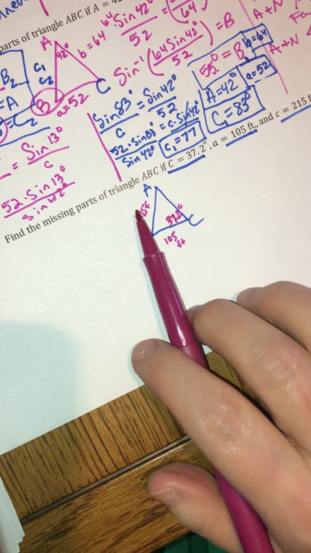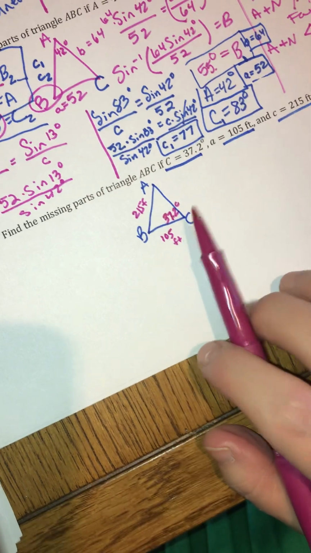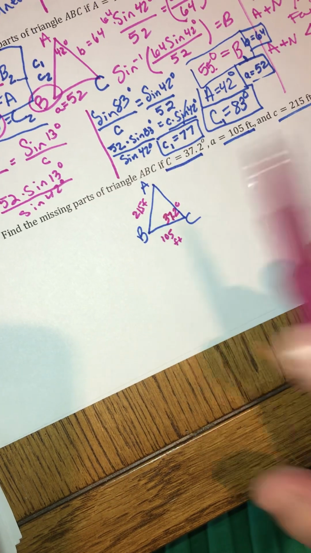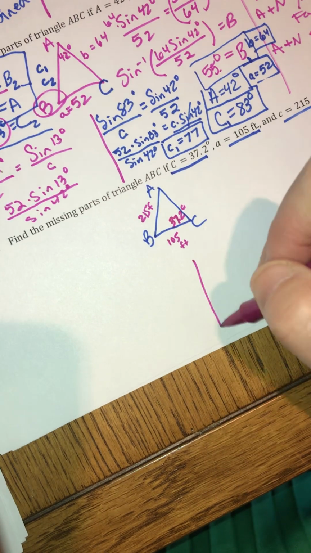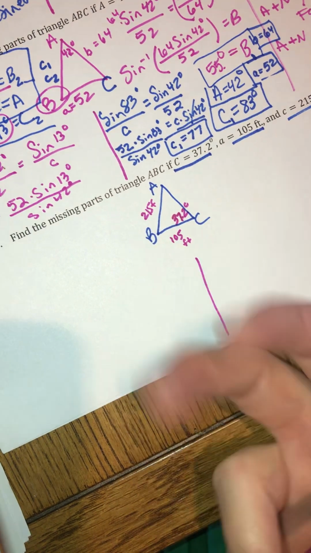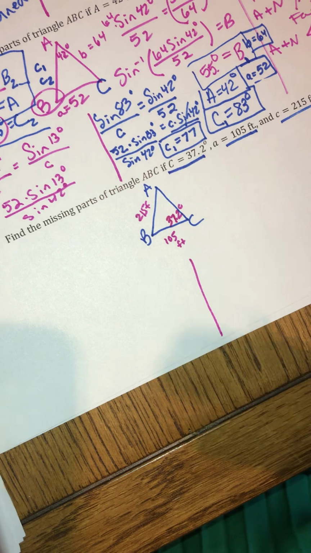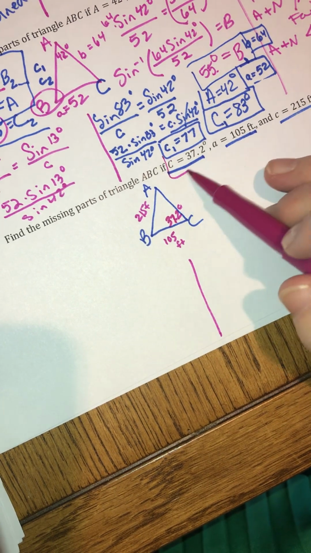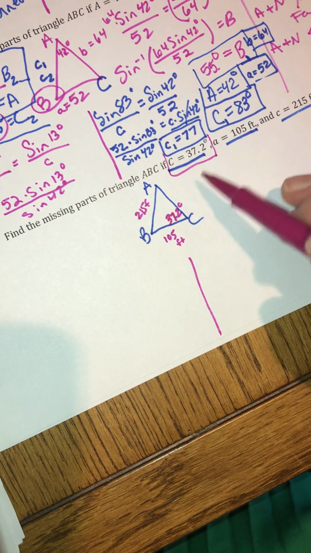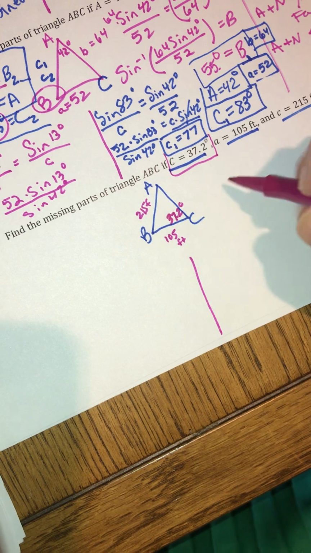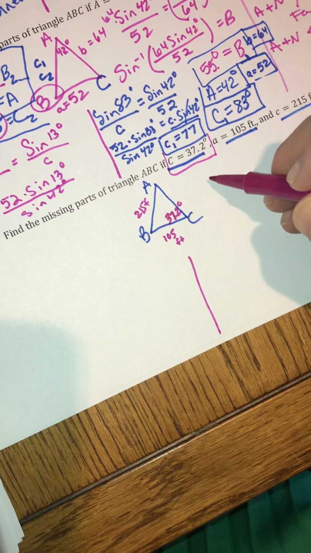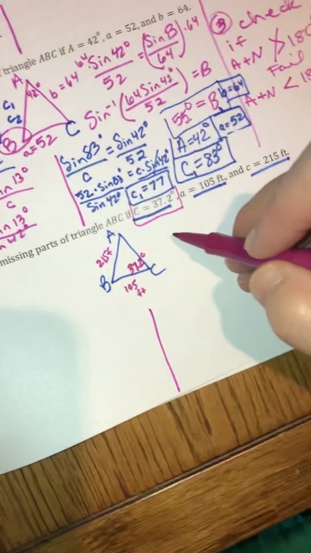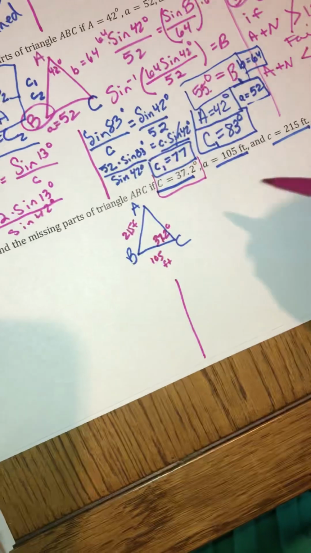You can see side-side-angle, where the angle is not between the two sides. So this could be one triangle, two triangles, or no triangle at all. The angle they give me is C of 37.2. That is acute. So immediately I'm thinking, okay, this might be two triangles. Let's find out. The ambiguous case could occur.